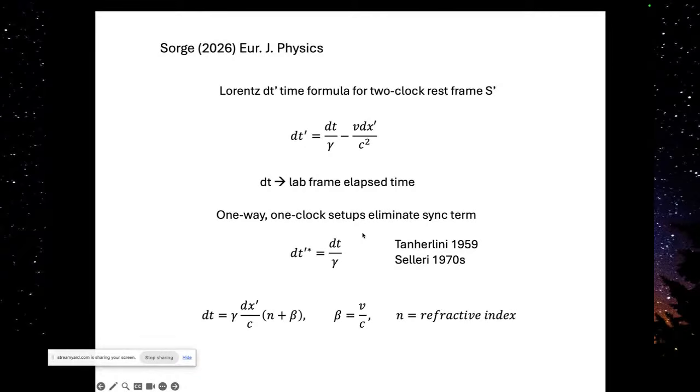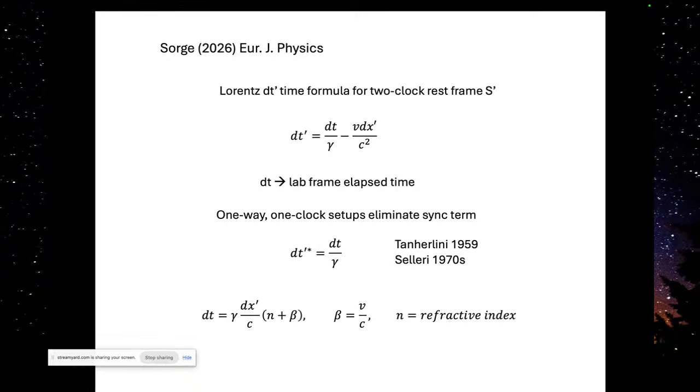But in a Sagnac or a Fizeau experiment, there is no second clock to put a time offset into. And so we can simply eliminate that in a Sagnac or Fizeau experiment. So we have dt prime here, and I put a little star just to indicate that there's no clock offset term in this formula. And we just simply use time dilation, dt over gamma, as a reference between the two times. And this was published in the late 50s by Tangerlini, and then expanded upon by Selleri in the 70s.